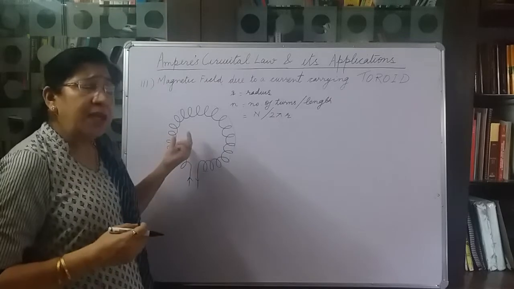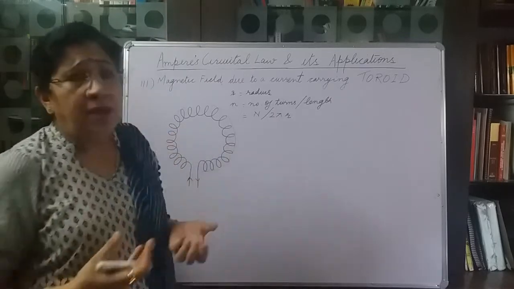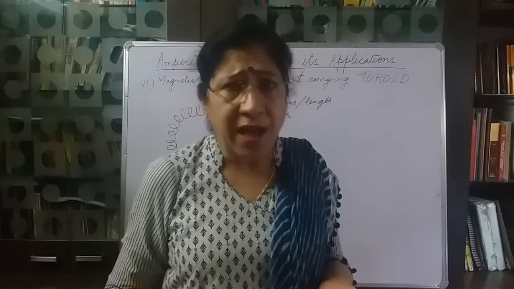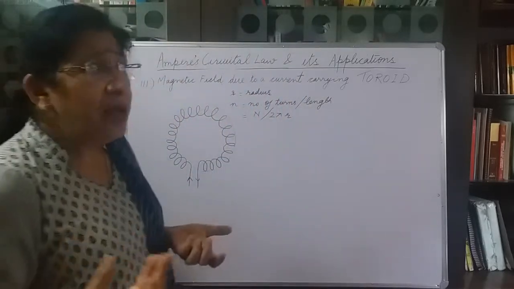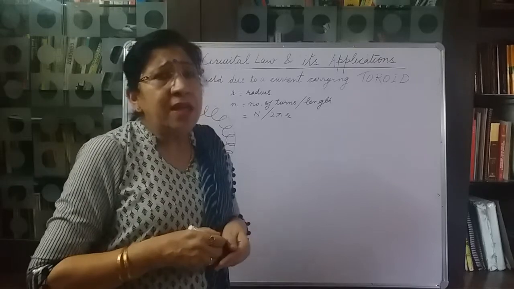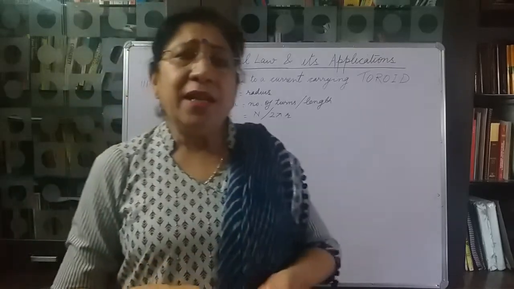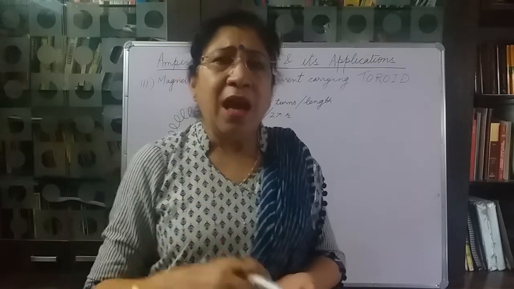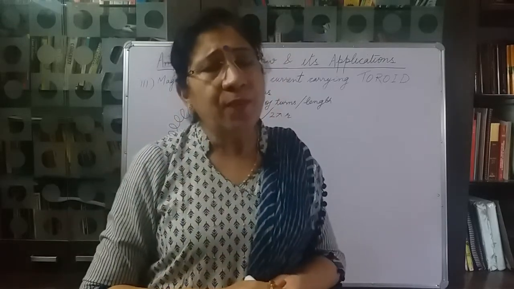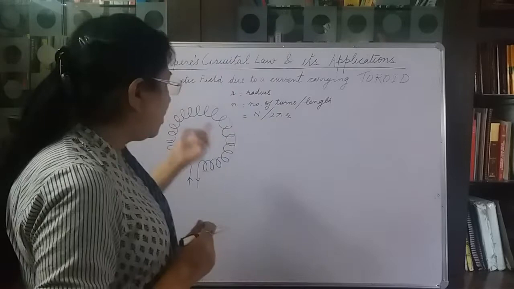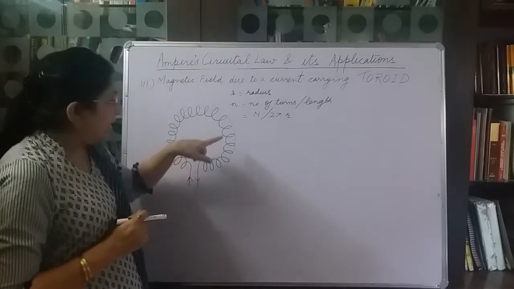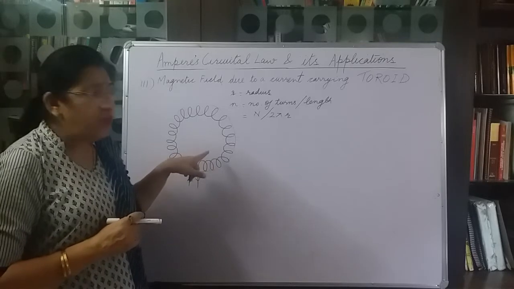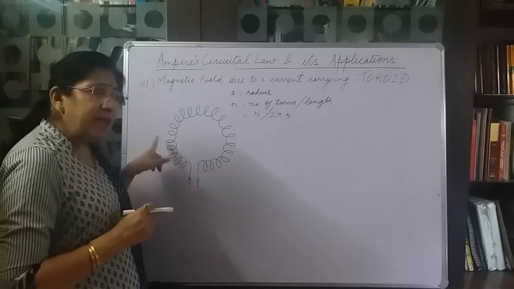Now, qualitatively, what kind of field does a toroid have? The toroid is similar to a solenoid. In a solenoid we had seen that the magnetic field is uniform inside the solenoid and outside the solenoid it is zero. Similarly here also in a toroid, the magnetic field inside the toroid will be uniform. It will be constant in magnitude.